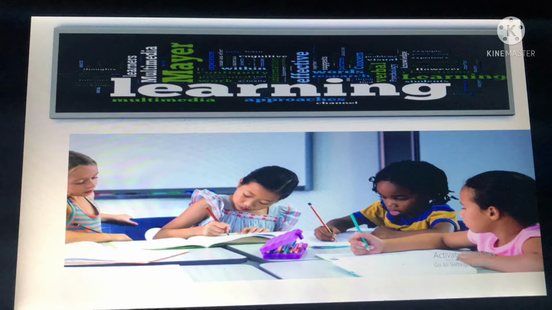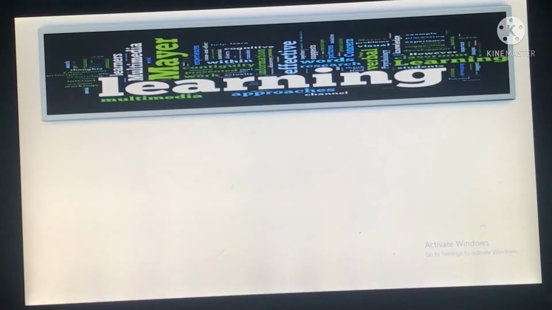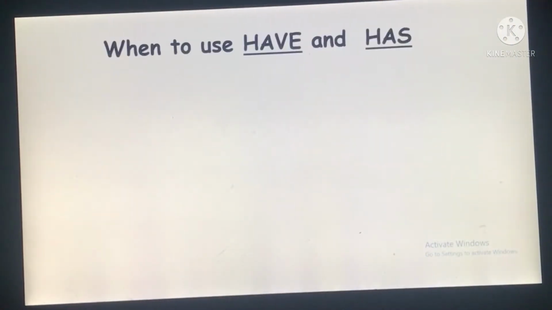We're gonna be learning about the usage of have and has in a sentence. Now let's start. Let's start our learning module for today. Learning time. When to use have and has.